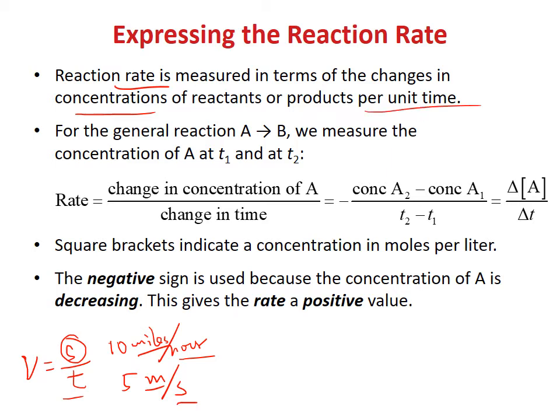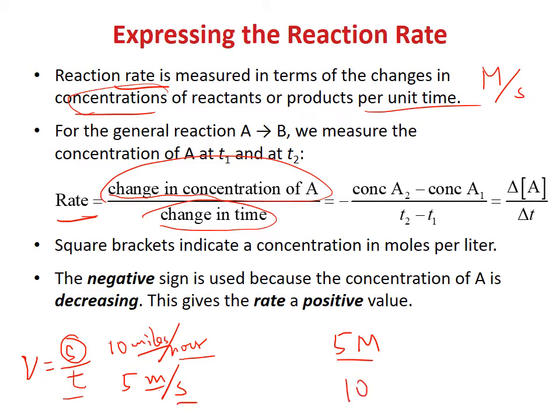So instead of miles or meters, it's the concentration, or molarity. It's the molarity per second. So here, the reaction rate is the change in concentration over the change in time. For example, if we start a chemical reaction, initially the reactant's concentration is 5 molarity. So that's the initial concentration. And let's say the time we start the reaction is 10 seconds.